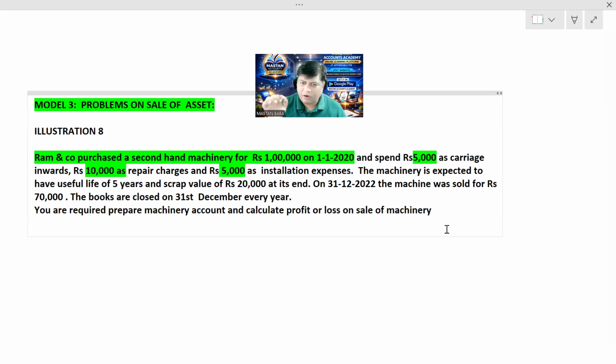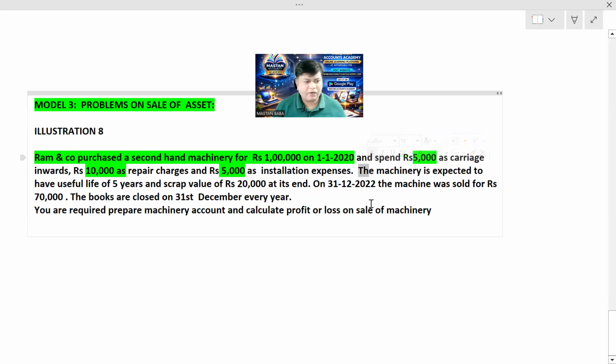As already told a number of times, whenever an asset is purchased, whatever expenses are incurred before the asset is put to use, like carriage, cartage, freight, installation and erection charges, that's all should be capitalized. That means they should be added to the machinery. What is the value of the machinery? 1 lakh. So you have to add the total 5,000 plus 10,000 plus 5,000, that comes to 1,20,000, dear students.